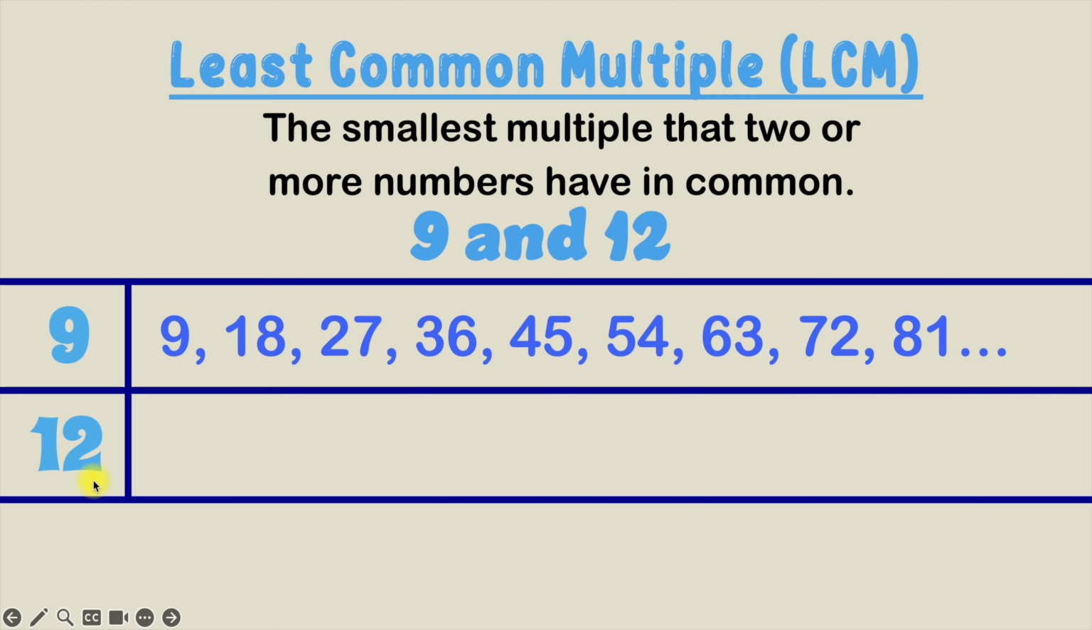Now, we'll write each multiple for the number 12, going one at a time and stopping whenever we find a match. So our first multiple is 12.